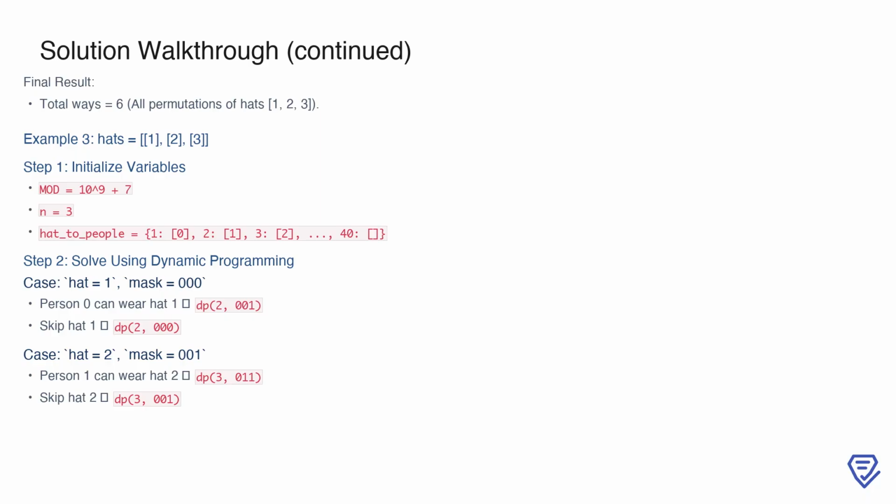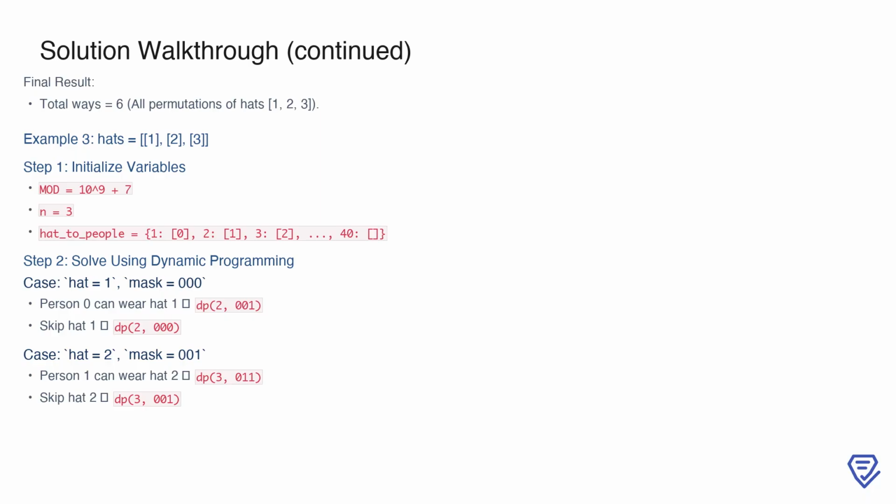Finally, let's consider one more example where the preferences for each person are distinct. Person 0 likes hat 1, person 1 likes hat 2, and person 2 likes hat 3. This creates a straightforward hat_to_people mapping where hat 1 maps to 0, hat 2 maps to 1, and hat 3 maps to 2, while the rest of the hats map to empty lists.